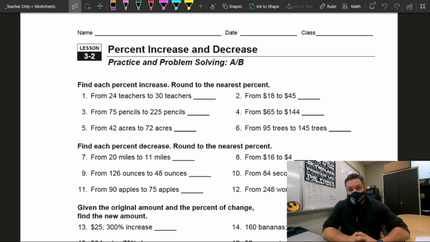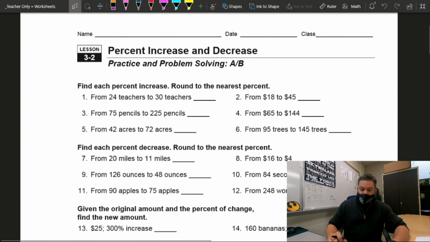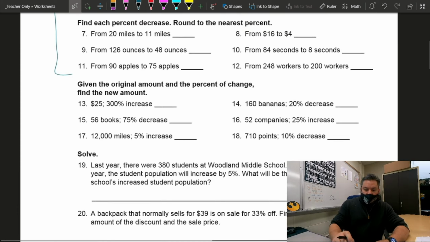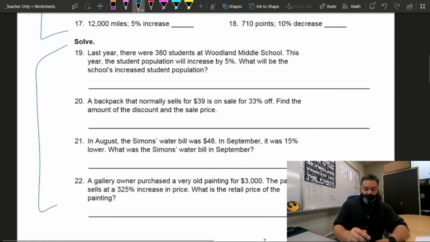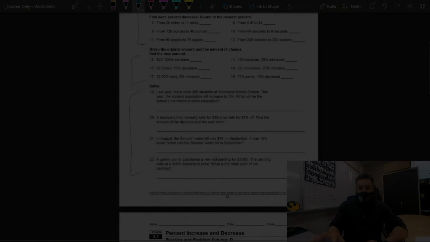This is Mr. Gomez, your favorite teacher in the whole world, and today we're gonna keep talking about percent increase and decrease. I'm gonna work on this worksheet that my class had to do as an assignment. We're gonna go over it. I'm gonna break it down into 3 sections, 1 through 12, and then 13 to 18, and then the rest of them. So I'm gonna break this video down into 3 separate videos. Make sure you check all of them out.